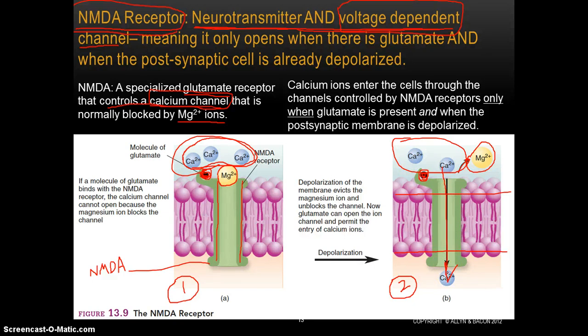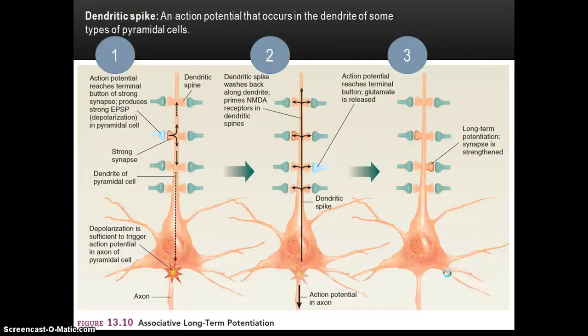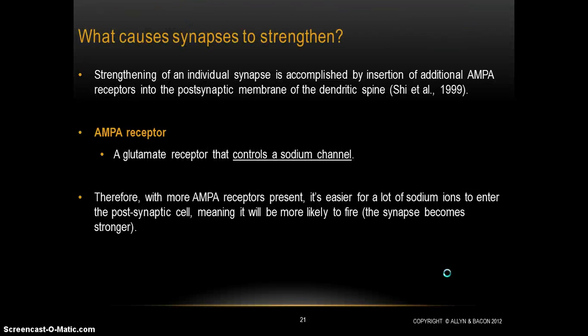Okay, so let's talk a little bit about how this process contributes to the strengthening of a synapse. I'm going to skip past this here for a little bit. Not too important, just sort of going into more detail on things we've already said. So what causes this strengthening of synapses? Why is the influx of calcium important for strengthening a synapse between a presynaptic cell and a postsynaptic cell?